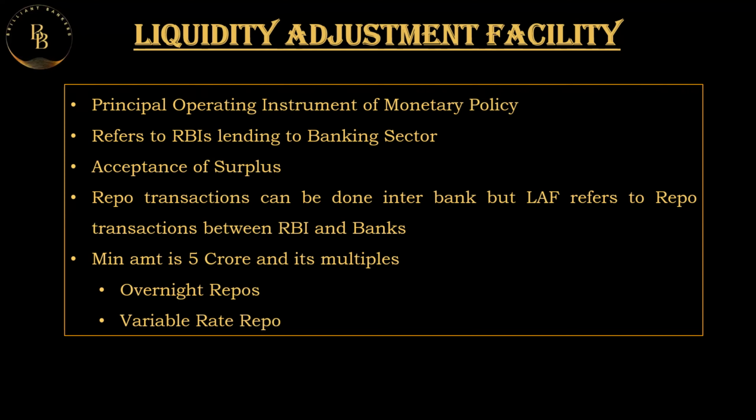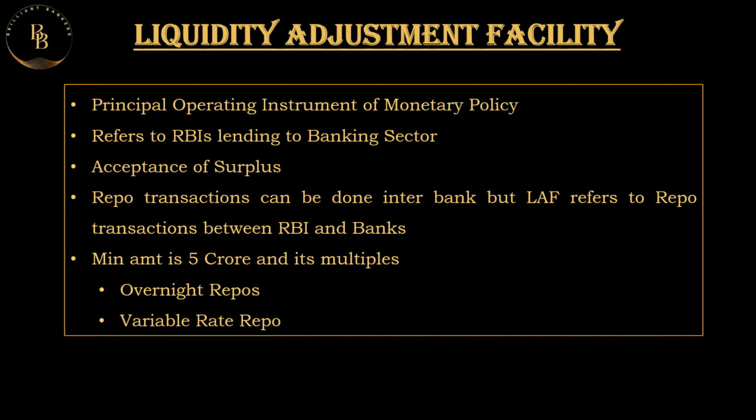So what is the reverse repo rate? This is the opposite of the repo rate. In a reverse repo transaction, the RBI borrows money from the banks by selling government securities to them, or it can be said to be the acceptance of the surplus from the banking sector. Whenever there is a surplus in the banking sector, the RBI accepts it. It can also be defined as the acceptance of the surplus, or the borrowing from the banking system.